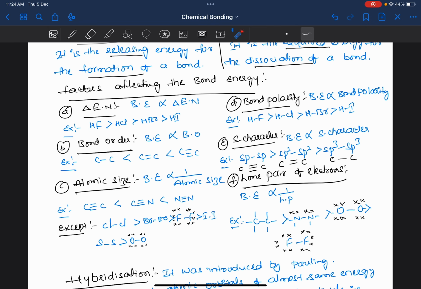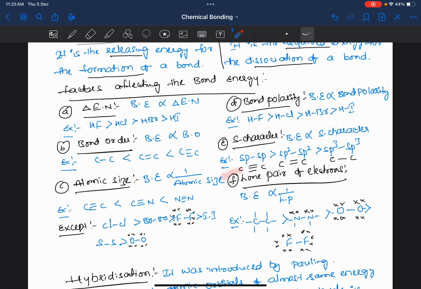And the next point is bond polarity. Polarity means attraction only. Bond energy is directly related to bond polarity. So when bond polarity is more, therefore bond energy is more. And next, s character. Bond energy is directly proportional to s character. Here s character is more in sp hybridized orbitals, so the bond energy is more than sp2, than sp3.